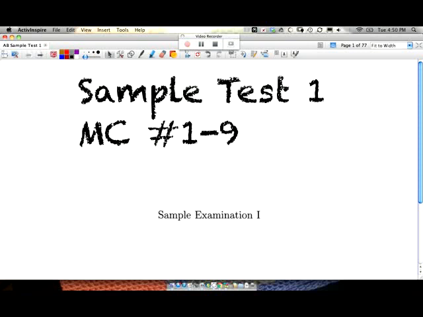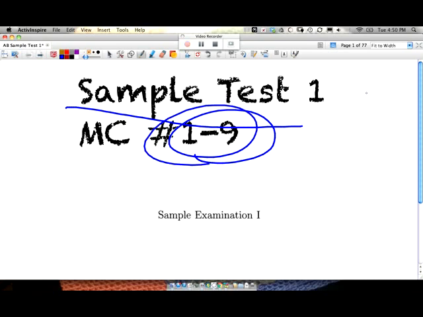Alright, calculus, we're taking a look at these sample tests. Numbers 1 through 9 is what we're going to start with. We have the multiple choice and then the free response questions, and we're going to split this up into multiple sections. We're going to be doing these in groups of 9 for the multiple choice. So that's 1, 2, 3, 4, 5 videos.